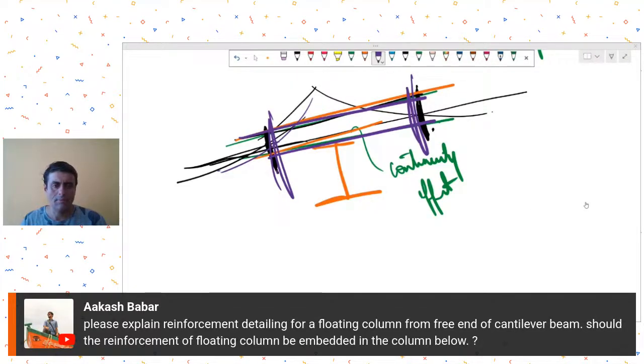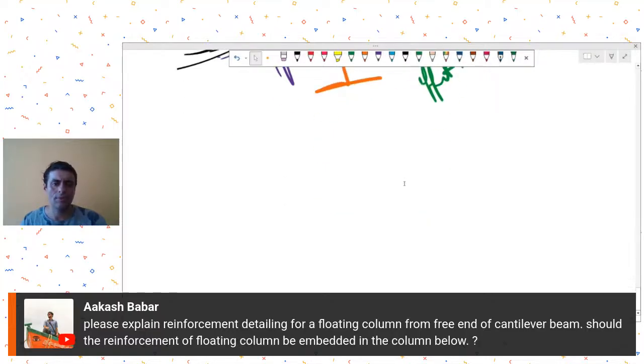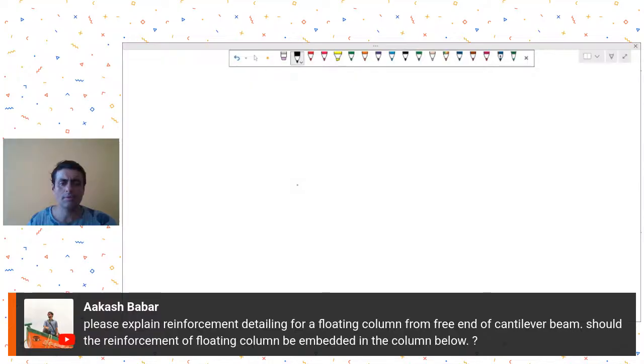Mr. Akash Babar is saying, please explain reinforcement detailing for a floating column from free end of cantilever beam. Should the reinforcement of the floating column be embedded in the column below? No, but if it's a floating column from the free end of a cantilever beam, how will you take that reinforcement to the bottom column? That will not be possible for you.